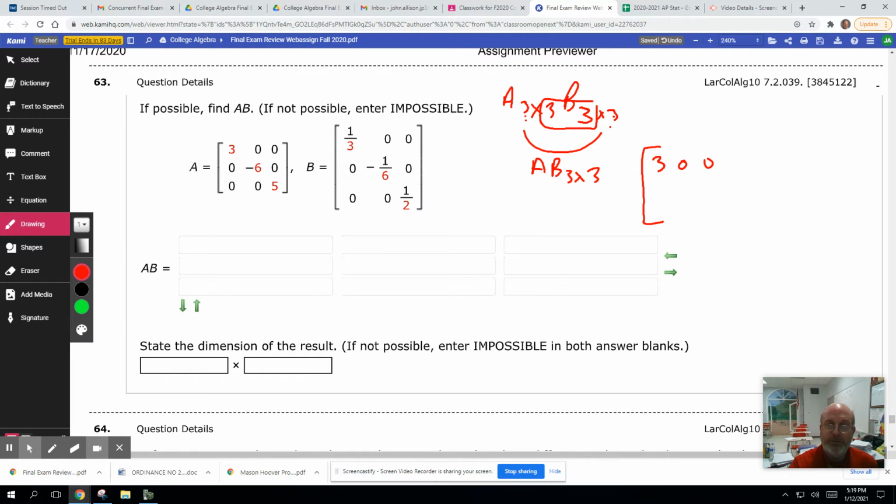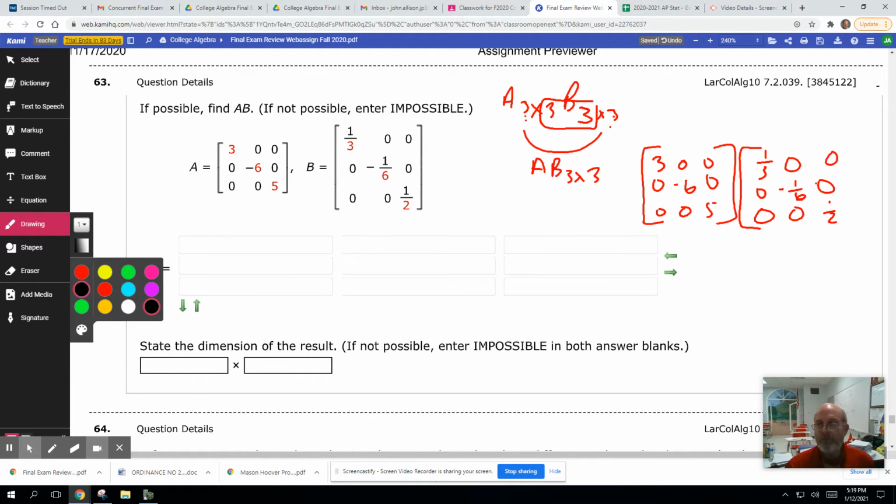So when we do this, we're going to take the matrix 3, 0, 0, 0, negative 6, 0, 0, 0, 5, and multiply it by the matrix 1/3, 0, 0, 0, negative 1/6, 0, and 0, 0, 1/2. When we multiply, we are going to get a 3 by 3 matrix.